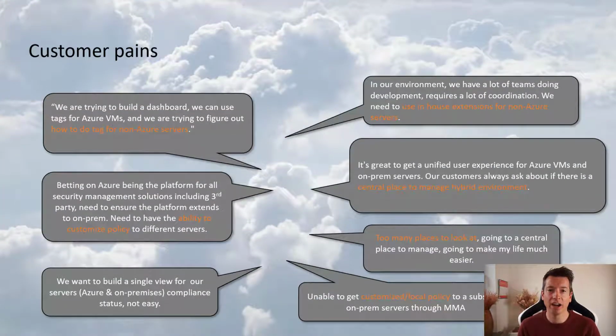So what we also see is the customer pains, right? What are they trying to build? What are they trying to do? They want to have a dashboard that rules all the applications, but also all the infrastructure, and betting on Azure being the platform also for their security. So they use Azure because there they have all the security flavors, but they want to have those flavors also in the on-premises data center. So how are they going to do that?